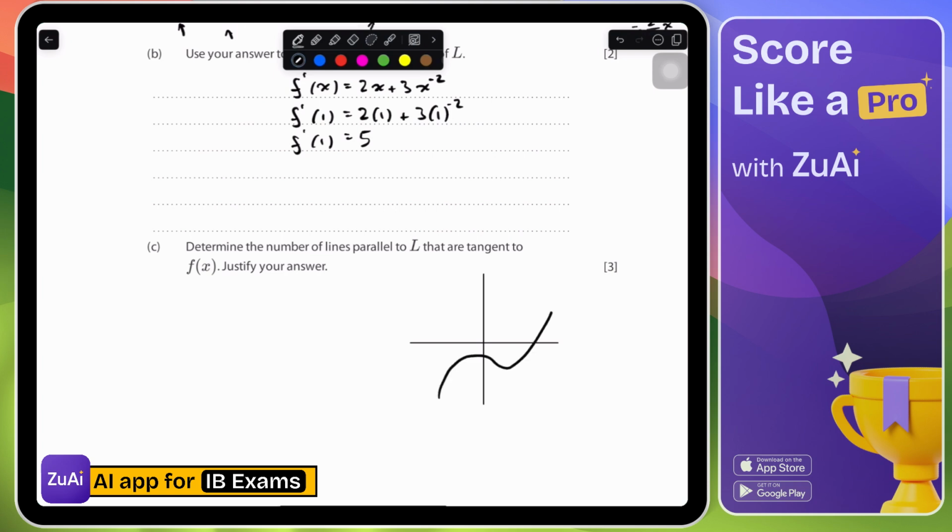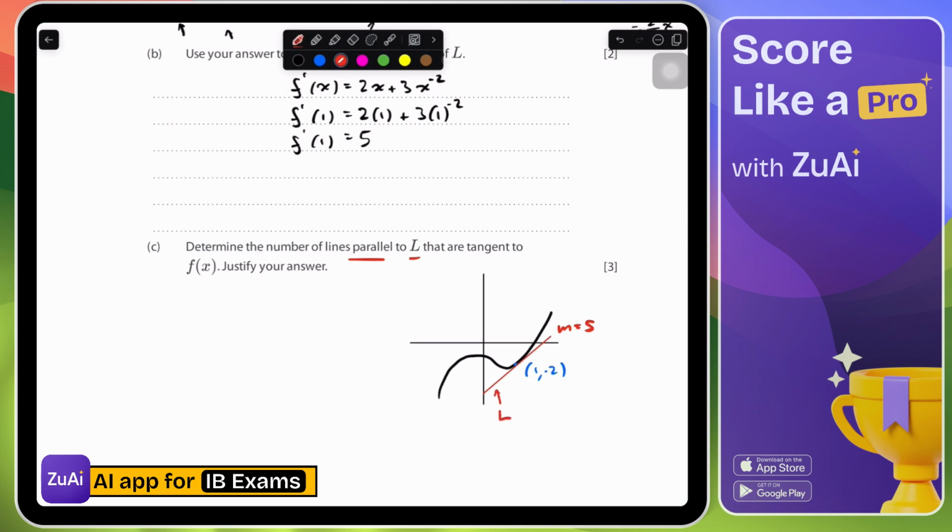So x is equal to 1, y is equal to -2. Let's imagine it's right here, (1, -2). And we found the slope of this tangent line, and we said the slope is equal to 5. What they're asking is, how many lines are there that are parallel to this L? This is L right here.